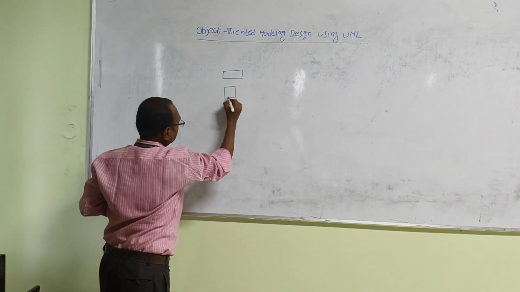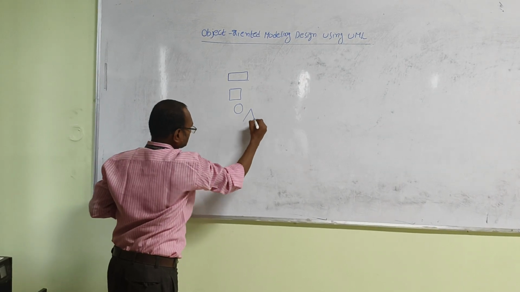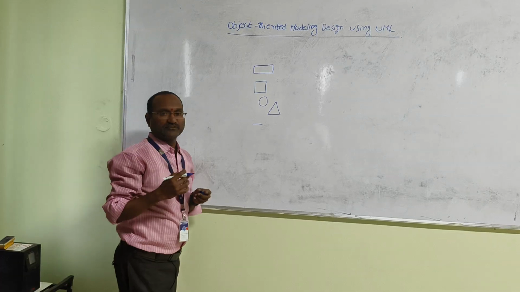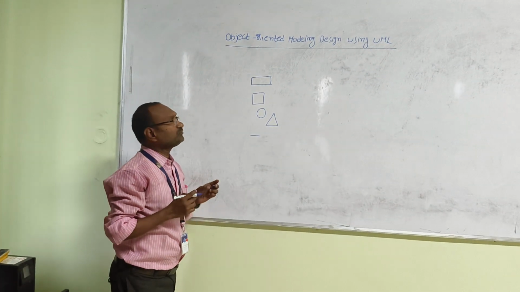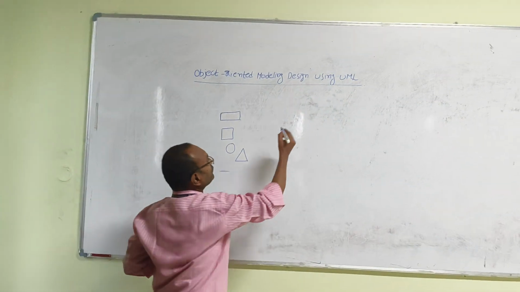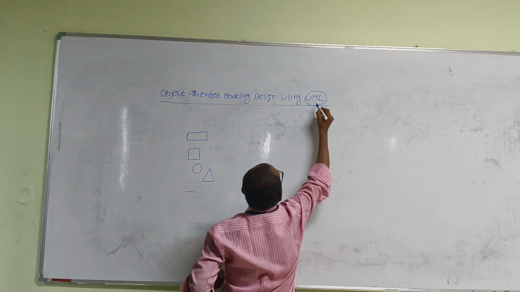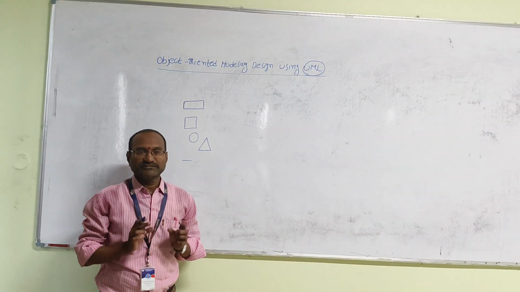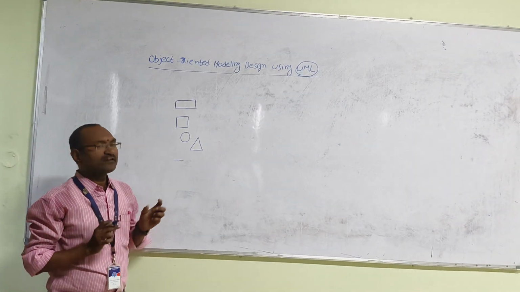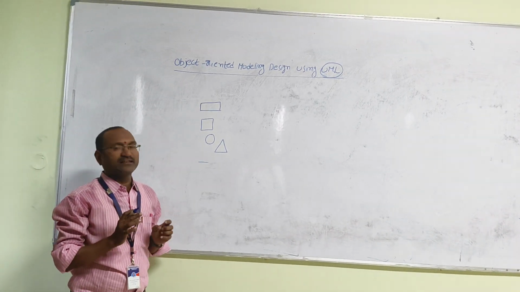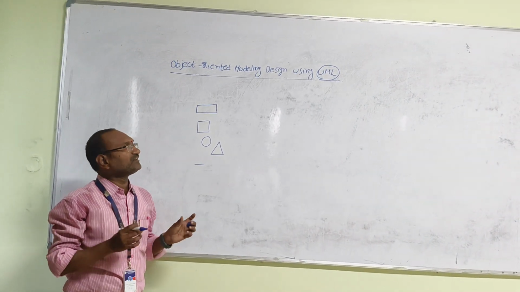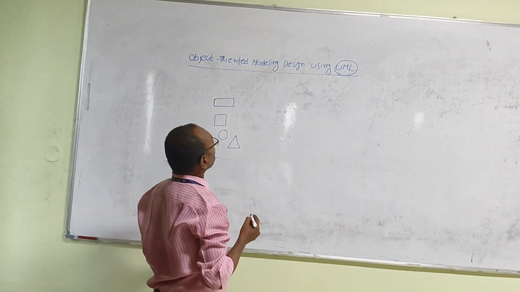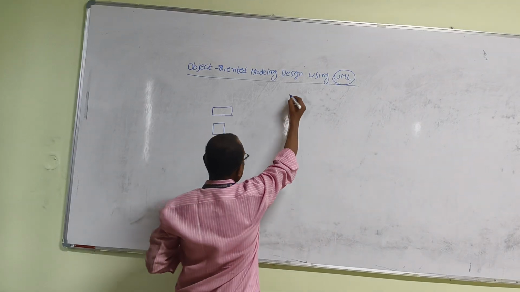rectangles, and circles, and triangles, lines, like all of these diagrams. These are used in designing, using UML. UML means Unified Modeling Language. It is a graphical language, simply said, because all diagrams are represented in UML. It makes any concept easy to understand, and designing also very easy. And object oriented modeling and design concept.